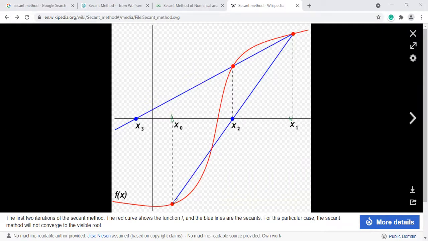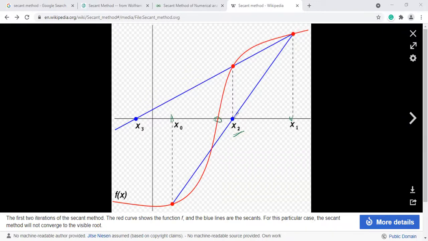I repeat, the points x0, f0 and x1, f1 are joined by a straight line. This line cuts the x-axis at the point x2. This x2 is an approximate value of the root. Where is the exact root? The exact root is here, and this x2 is an approximate value of the root.